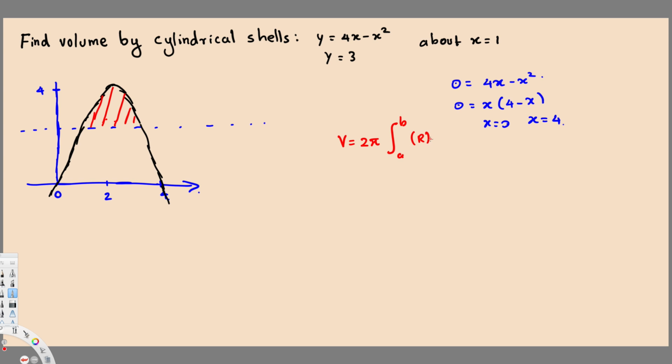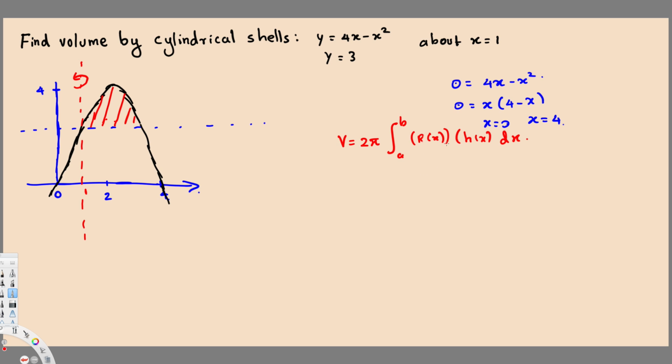Radius times height. Now this is rotating around x equals 1, so let's say this is x equals 1. If it's rotating around this line, it's parallel to the y-axis, right? If it's parallel to the y-axis, we put everything in terms of x. If it's parallel to the x-axis, we put everything in terms of y. It goes the opposite way, right? So here we are going to write the radius in terms of x and the height in terms of x, dx.